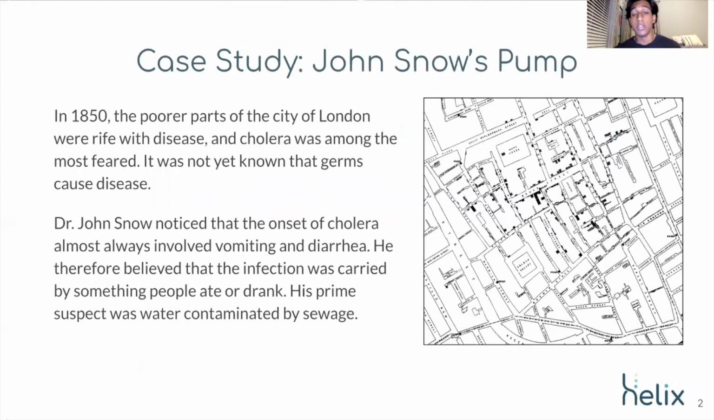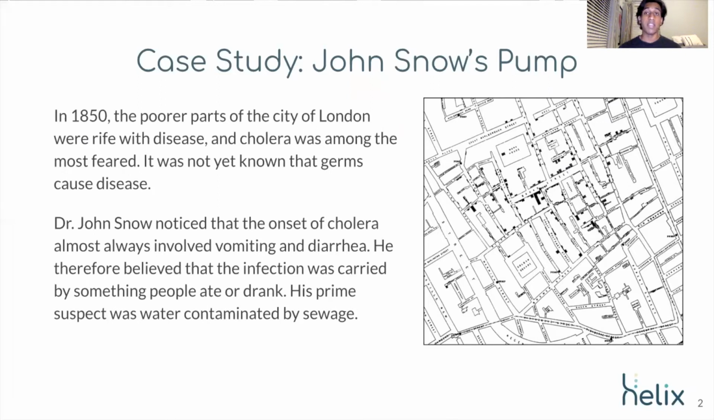The first thing that we're going to do is actually analyze a case study, and that's John Snow's pump, which we'll be referring back to many times throughout these slides. In 1850, the poor parts of London were going through a rough bout with disease, and specifically that disease was cholera at the time. It was not commonly well known that germs cause disease, but that's where Dr. John Snow came in when he noticed that the onset of cholera was almost always involved with vomiting and diarrhea as the most common symptoms.